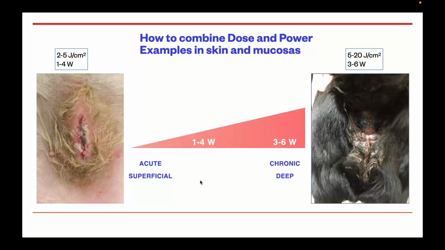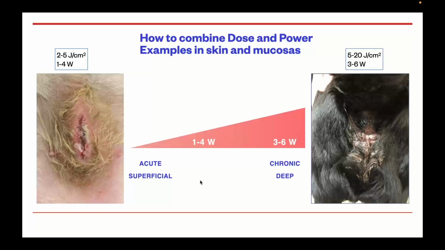Here are some guidelines to combine dose and power. For superficial soft tissue conditions, an average of 1 to 5 watts is used in class 4 laser therapy, with peaks between 2 and 8 in most cases, although you could use a bit higher for a large dog abdomen, for instance. An acute wound can be treated with 2 to 5 joules per square centimeter. So the more acute the wound is, the more conservative we are with dose and power.